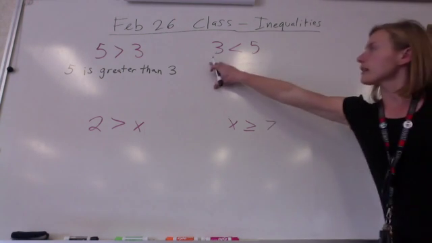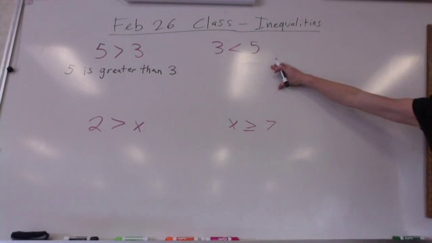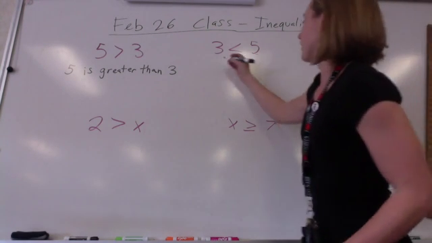So if I'm reading this one left to right, how would I read that? 3 is less than 5.